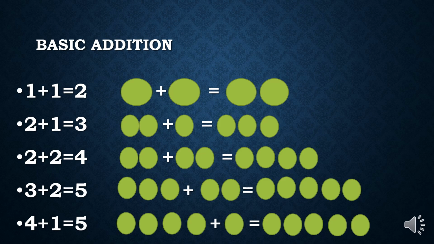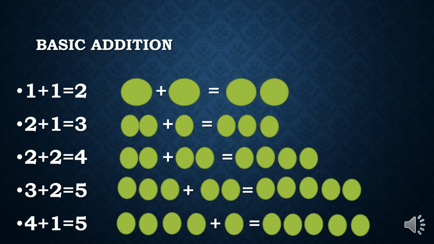3 plus 2 is equal to 5. 3 circles plus 2 circles is equal to 5 circles.